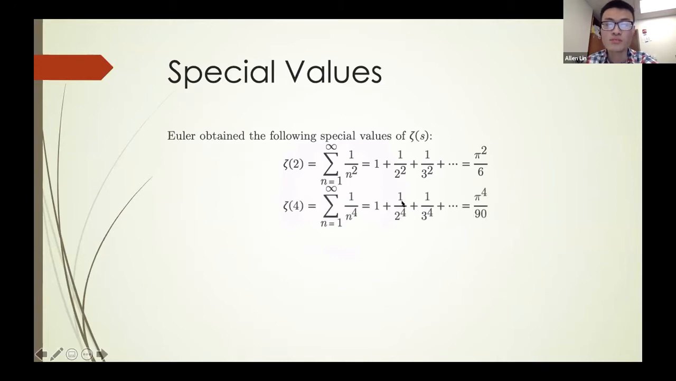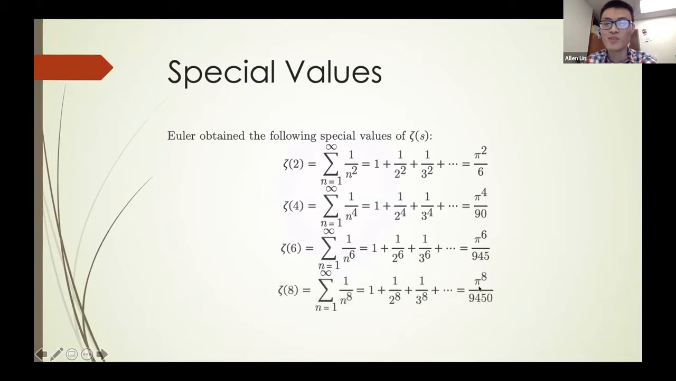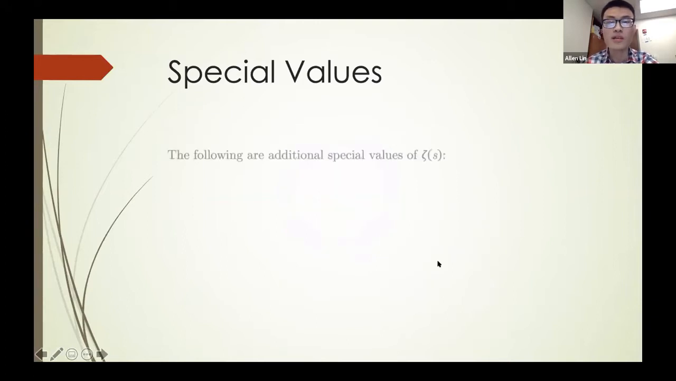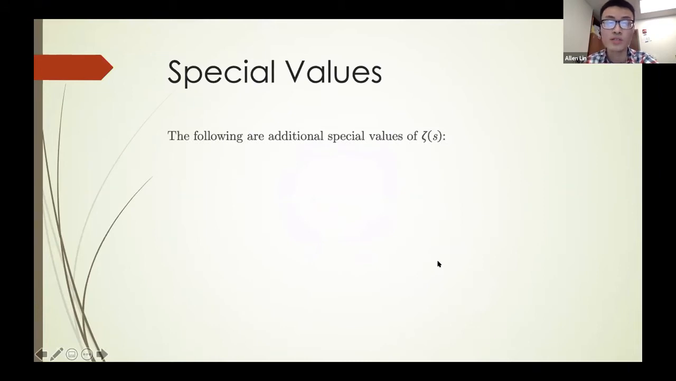Zeta of 4 is the sum of the reciprocals of all the natural numbers to the 4th power, and that's pi to the 4th over 90. Zeta of 6 is pi to the 6th over 945. And zeta of 8 is pi to the 8th over 9,450. Also, here are some additional values. Zeta of -1 is -1/12. Zeta of -3 is 1 over 120. Zeta of -5 is -1 over 252. And zeta of -2 is 0.